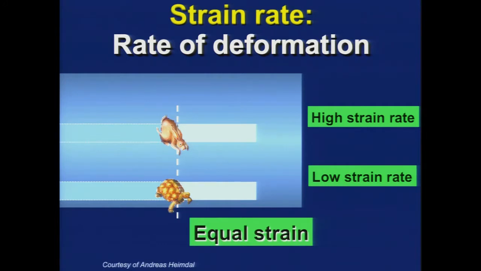I can drive from Phoenix to LA, and it may take me 5 hours, or Marty in his Lamborghini could get there in 2.5 hours. We covered the same distance. It's just that he went faster than I did. So strain can be equal. The strain rate can be very different.